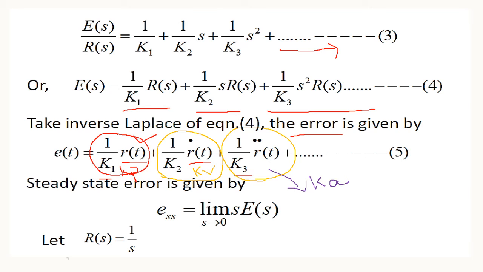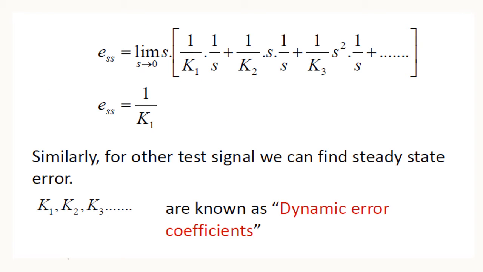If I keep on substituting in the initial part, I am taking step input. If I substitute the values, ESS is equal to limit s tends to 0 of 1 by k1 into 1 by s, because it's the step input. Again 1 by k2 into s, again 1 by s, a step input, and s square divided by k3, again a step input. So I get the final function ESS as 1 by k1.